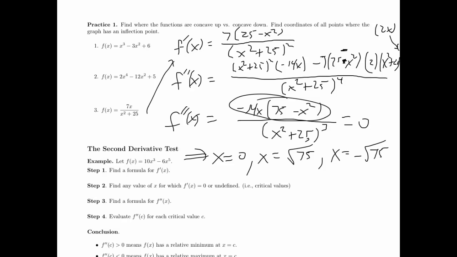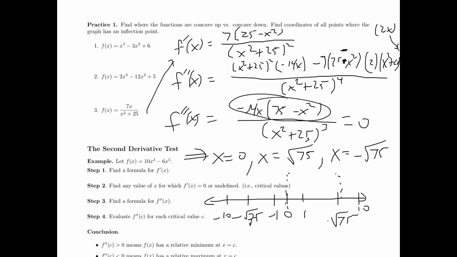So on my number line, I'll throw down 0. That's a critical, it's a possible inflection point. Negative square root of 75 is out here. Negative 1 is in that bin. Negative 10 is out a little further. 1 is there. Square root of 75. That is supposed to be a 7. It's hard to. And then 10 is out here.